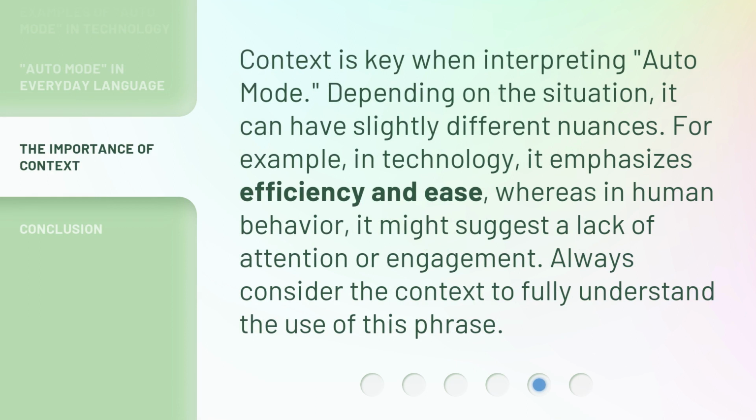Context is key when interpreting auto mode. Depending on the situation, it can have slightly different nuances. For example, in technology, it emphasizes efficiency and ease, whereas in human behavior, it might suggest a lack of attention or engagement. Always consider the context to fully understand the use of this phrase.